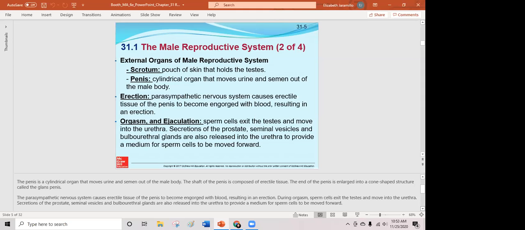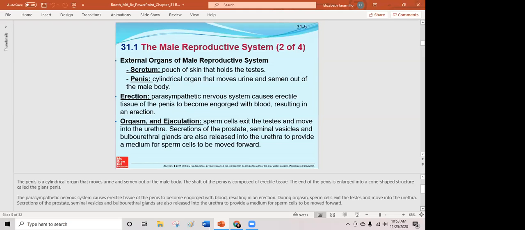So the penis is a cylindrical organ that moves urine and semen out of the male body. The shaft of the penis is composed of erectile tissue. The end of the penis is enlarged into a cone-shaped structure called the glans penis. The parasympathetic nervous system causes erectile tissue of the penis to become engorged with blood, resulting in the erection.